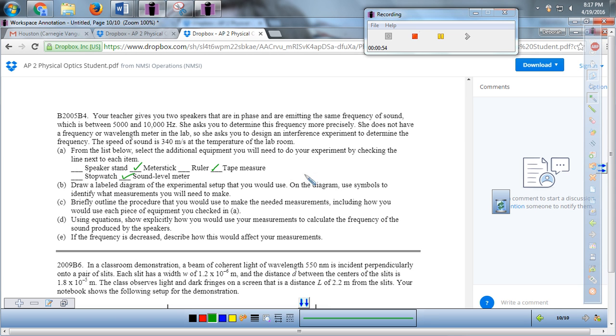All right, draw a labeled diagram of the experiment you would use. On the diagram, use symbols to identify what measurements you would make. So it's going to be kind of like what we did last time. So we're going to have a speaker and a speaker. And this distance from here to here we're going to call D, how far apart they are. And then we're going to have this line. There's going to be a screen right here.